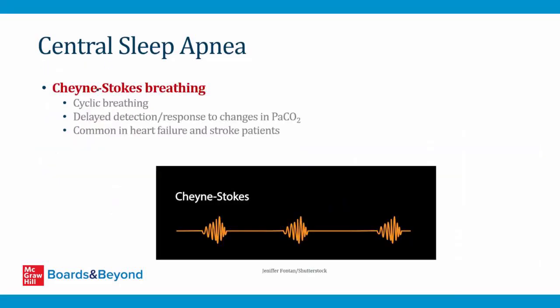There's a pattern of breathing that's common in patients with central sleep apnea, and that's called Cheyne-Stokes breathing. It's a cyclic breathing pattern, and it's depicted in this cartoon on the slide here. So patients will have an episode of very rapid breathing, followed by a long period of no breathing whatsoever, and then they'll have another episode of very rapid breathing, and this pattern will repeat over and over. That's Cheyne-Stokes breathing. This basically occurs whenever there's a disordered central nervous system response to carbon dioxide. So there's some reason for delayed detection and response to changes in PaCO2.